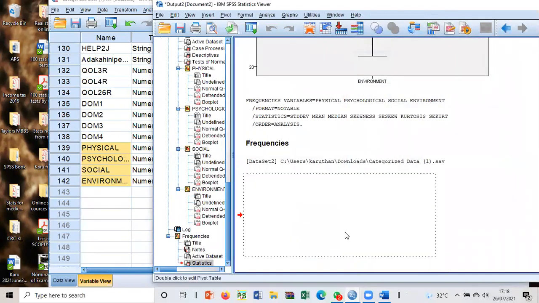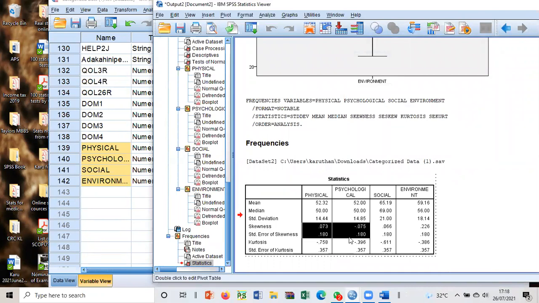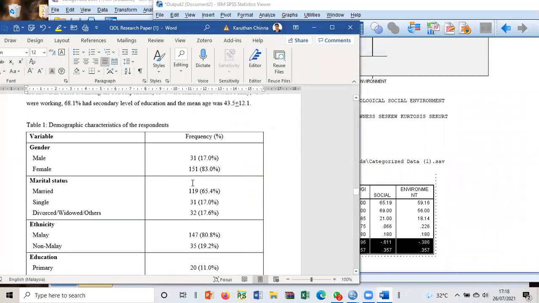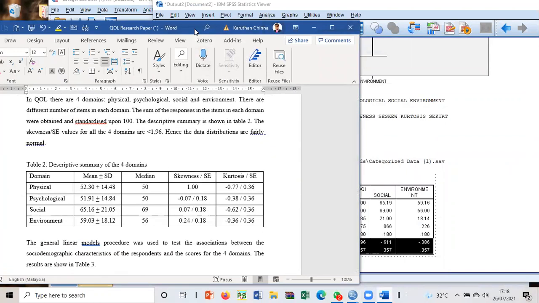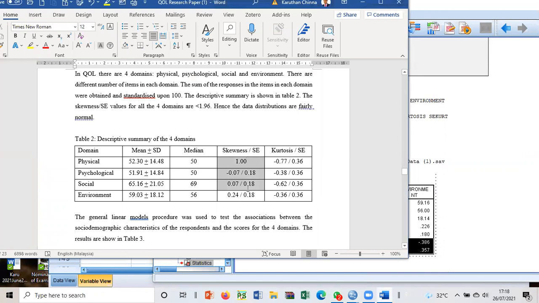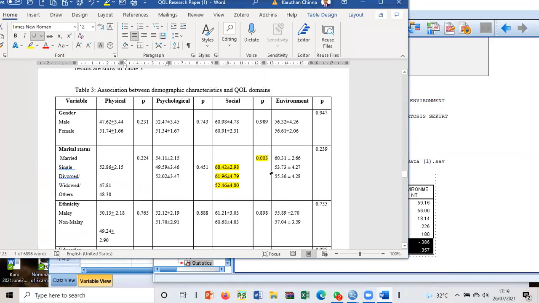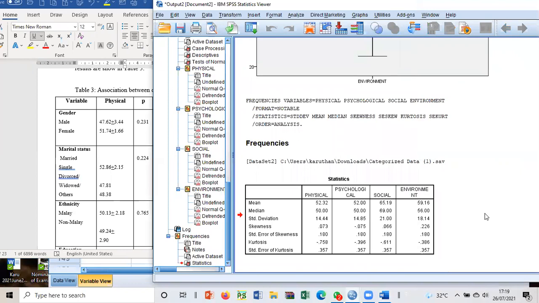Right. So you're going to put a coefficient between these two values and show that they are below 1.96. Same thing, below 1.96. Therefore, the distribution is fairly normal. So you've done this over here. Okay, based on the ratios, you can see the mean and median also quite close. Okay, that is objective number 1. We're seeing quality of life among these people. Next, we're going to test the association between demographics and the quality of life domains.